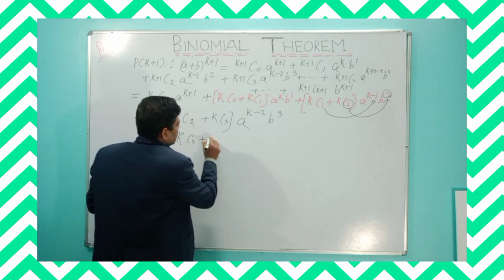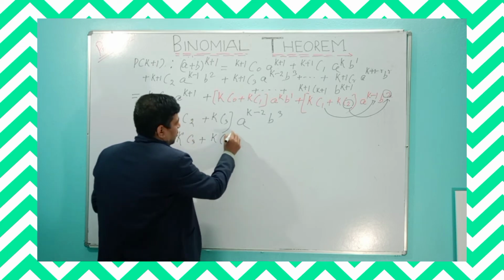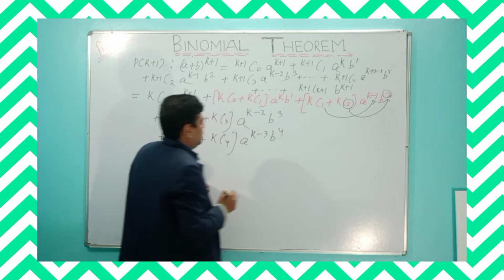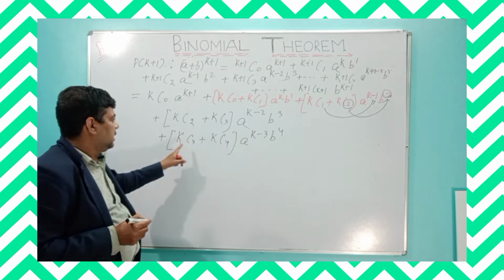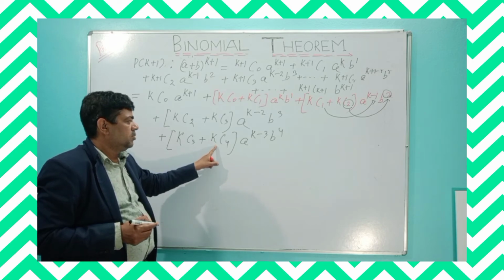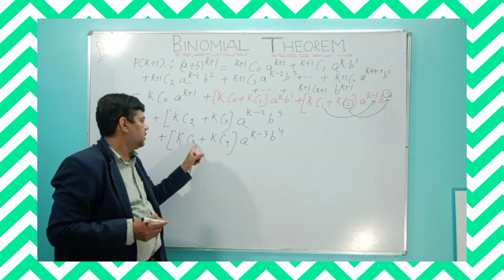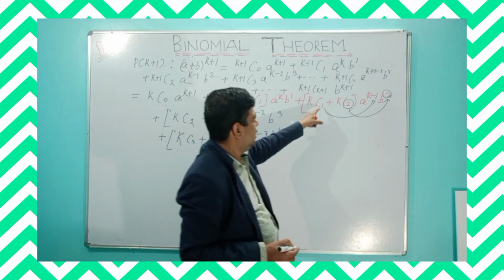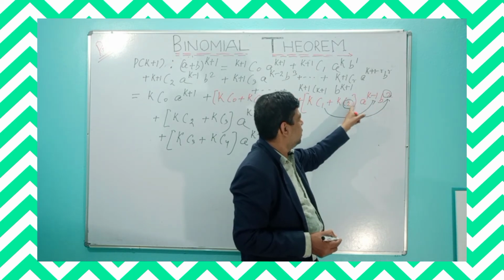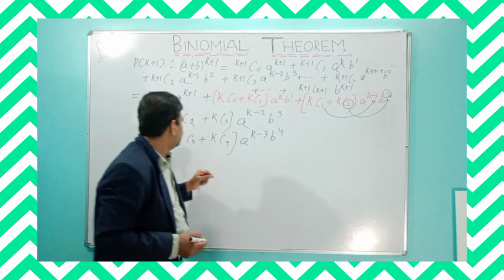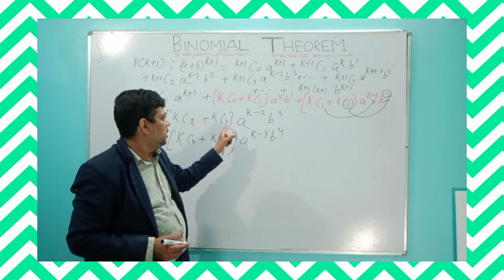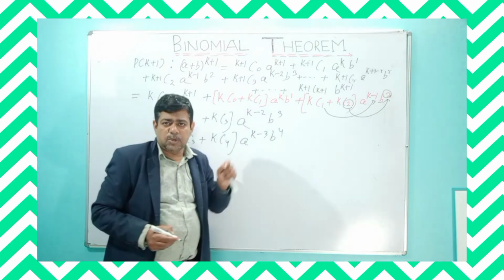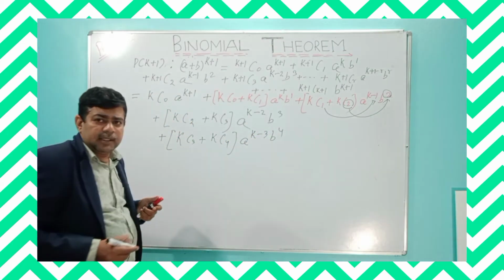Similarly you can write the next term, kC3 plus kC4, a to the power k minus 3, b to the power 4. I hope you understand this one. (kC3 plus kC4) whole into a to the power k minus 3. Here 3, here also 3, here 4, here 4. Once again, look here. Here 1, here 1. Here power 2, here also 2. Are you comparing? Here 2, here also 2. Here 3, here 3. Similarly, if it is 3, it is also 3. If it is 4, it is also 4. It is coming into a pattern. Are you getting my point?